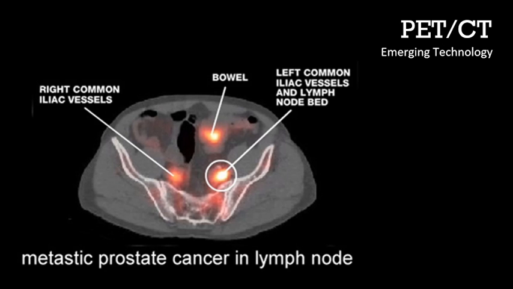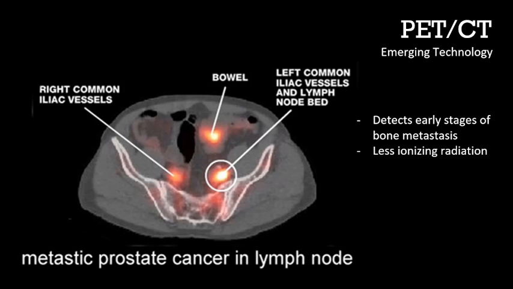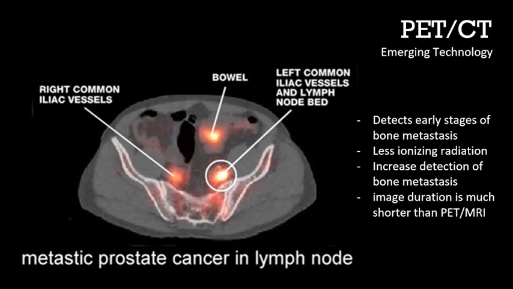PET-CT is a valuable tool in detecting development of bone metastases in its early stages. This is key in managing the malignancy of prostate cancer. The combination of CT with PET produces an image that requires less ionizing radiation compared to a conventional CT scan, whilst detecting more bone metastases. The imaging duration is much shorter compared to PET-MRI.